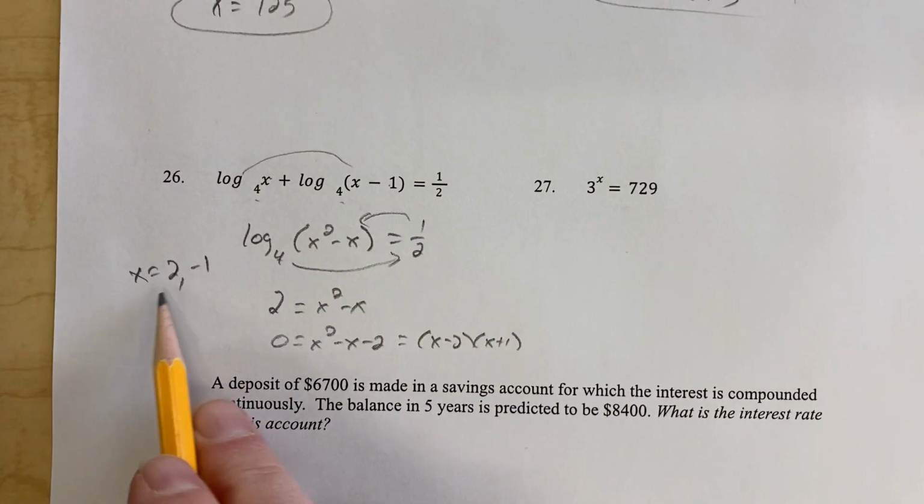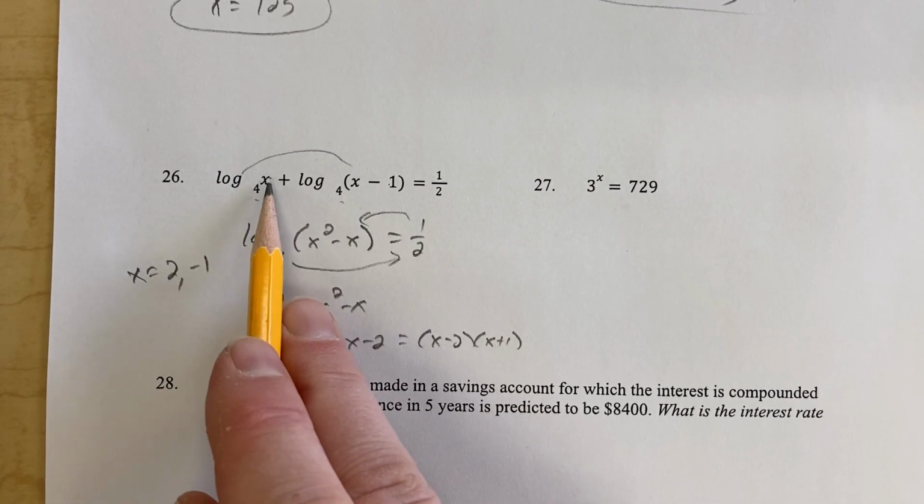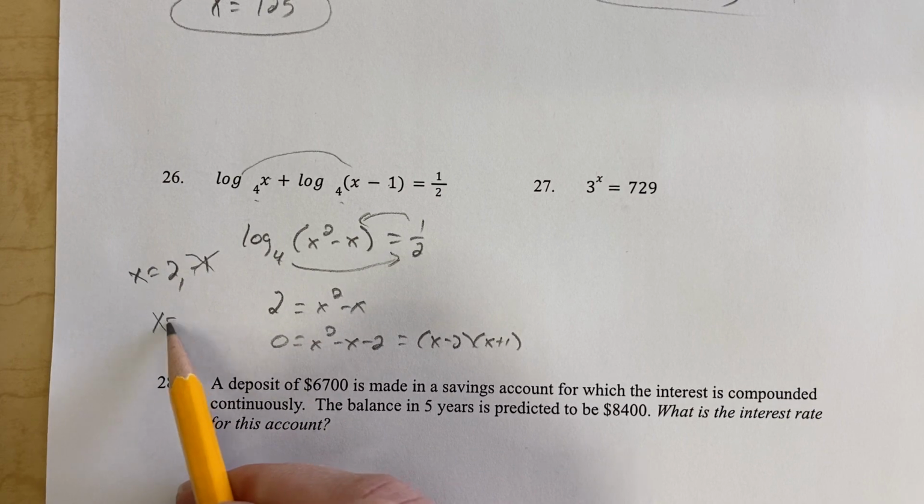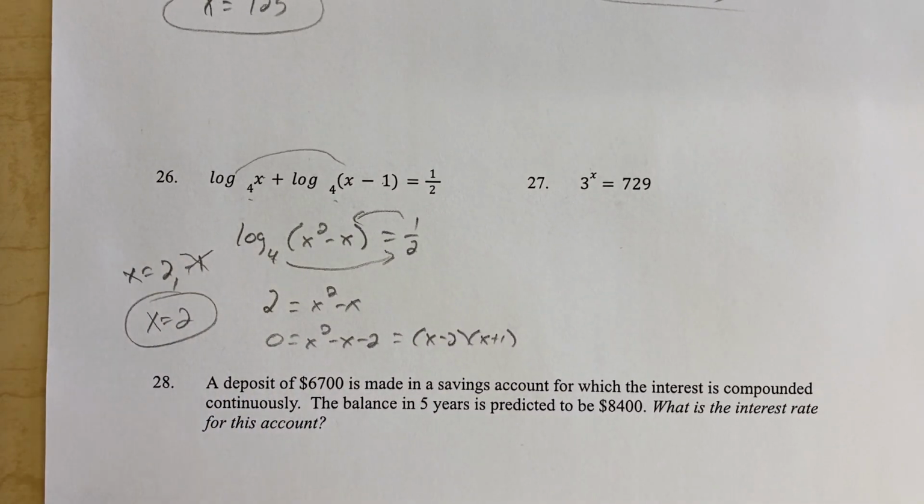Now initially that's what we have, but when you look back at the original, I can't take the log of a negative number, so you've got to throw that one out. x equals 2 is your only option.